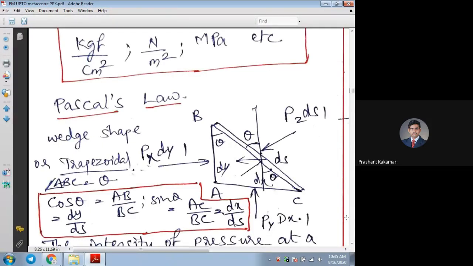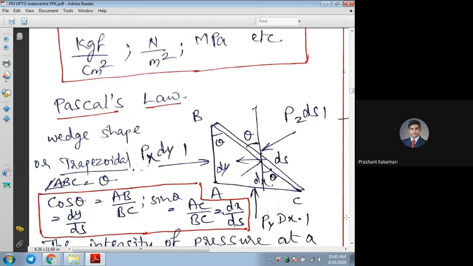Pascal has assumed a small liquid molecule of wedge shape or triangular shape, with unit or negligible thickness. That trapezoidal or triangular shape he has taken as ABC, as shown in the sketch. In this, angle ABC makes angle theta, so at B you can see theta is given. Similarly, the vertical pressure acting on the surface BC also makes the angle theta, the vertical action of the force in the downward or upward direction.